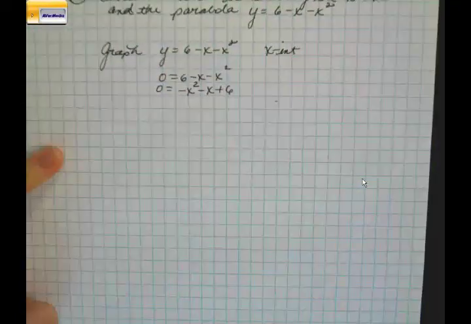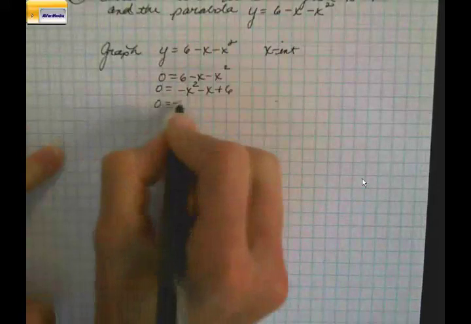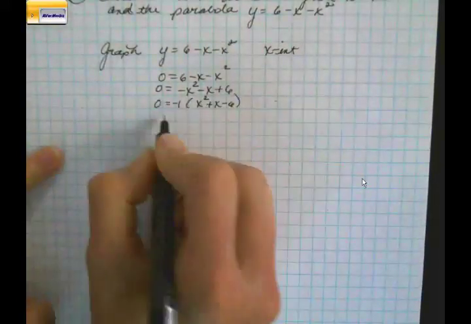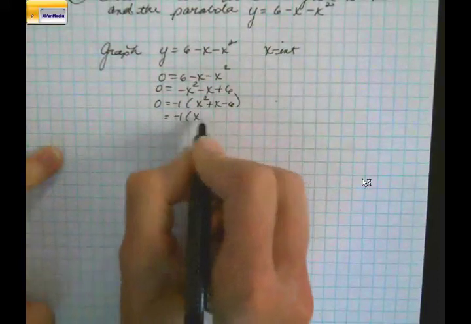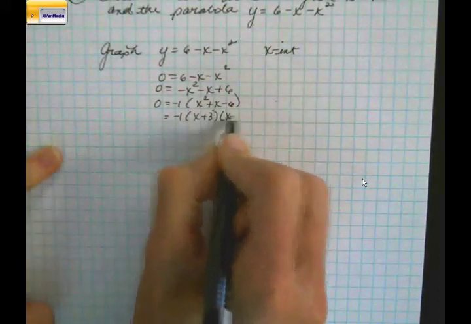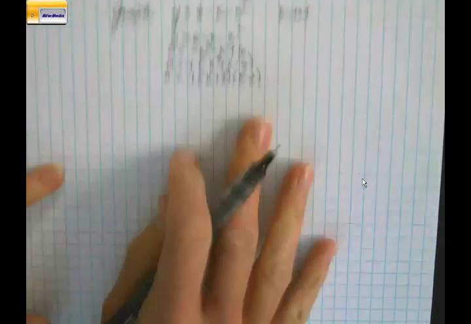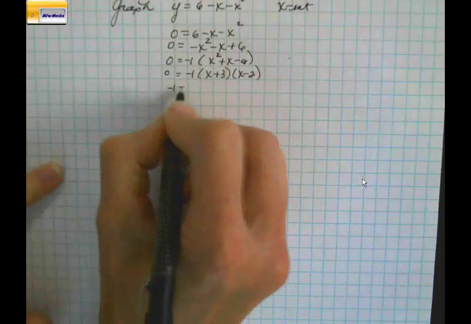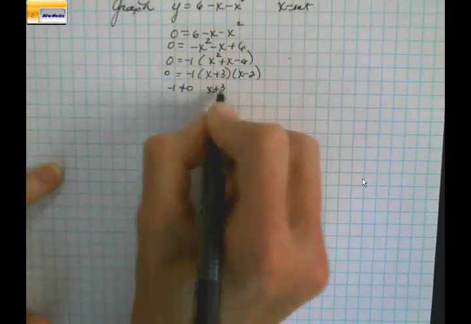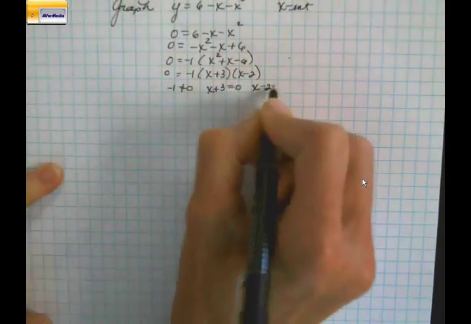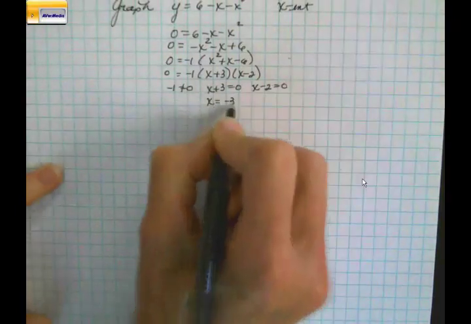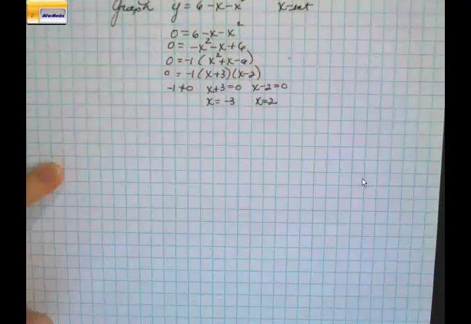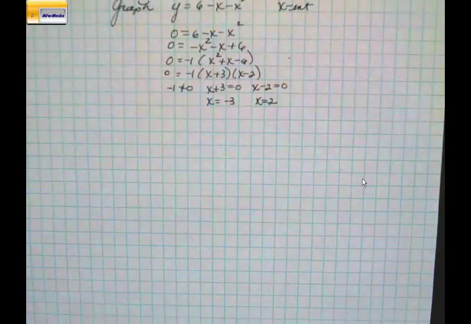I'm finding the zeros of the function, which are the x-intercepts. So this is a negative 1 times x squared plus x minus 6, which is a negative 1 when you factor it, of x plus 3 times x minus 2. So then you get your zeros of your function. You cannot set negative 1 equals 0, but x plus 3 equaling 0, x minus 2 equaling 0. Your x-intercepts, or your zeros of this function, are occurring at a negative 3 and a positive 2.